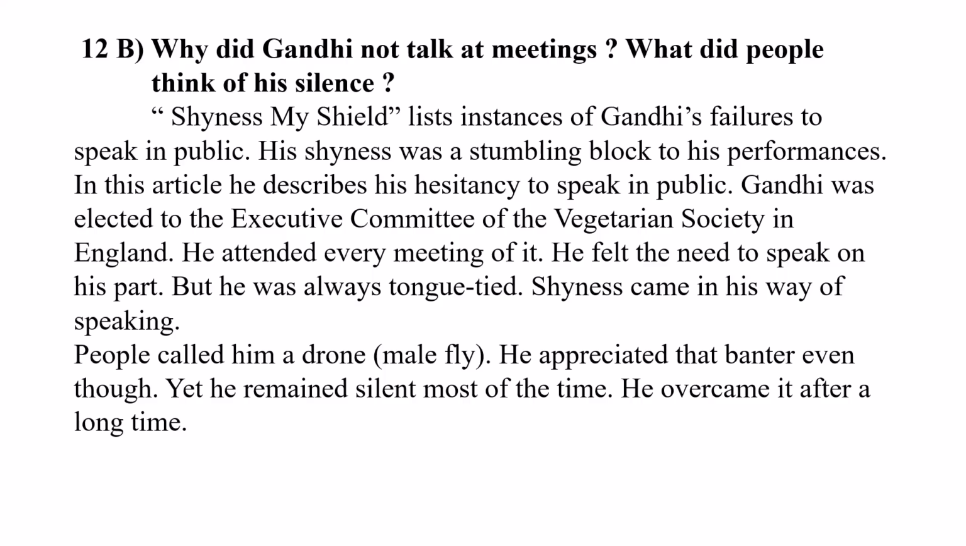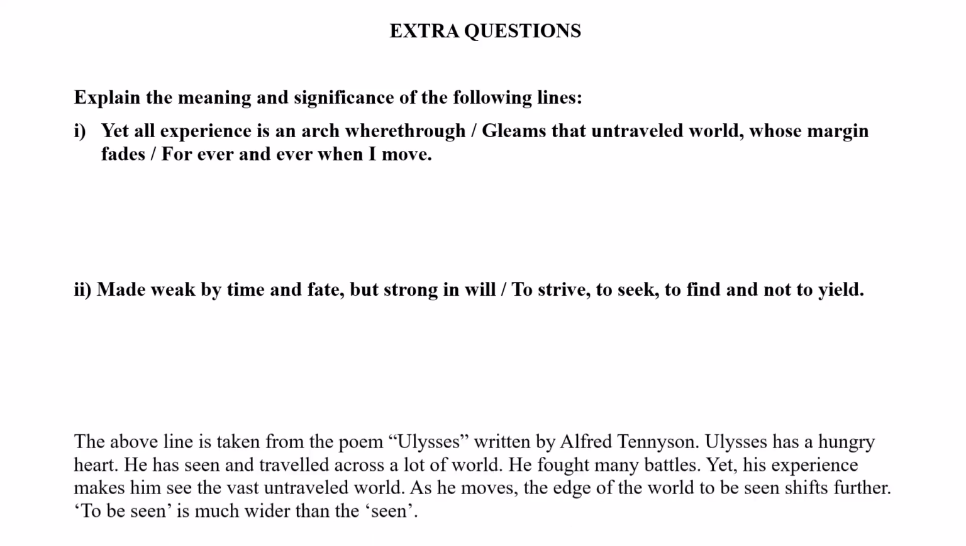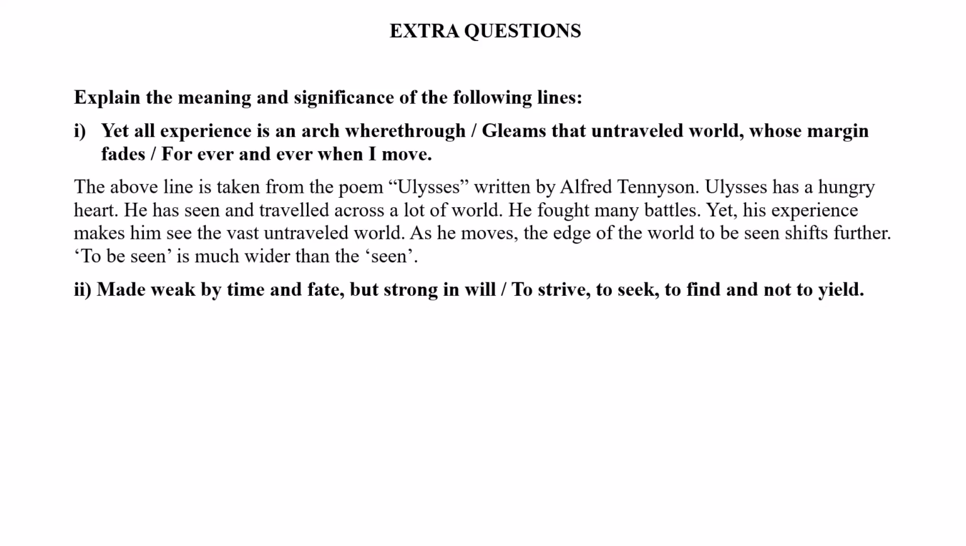I have given two extra questions so that they will be helpful for you. Just pay 2 more minutes of your attention, students. Explain the meaning and significance of the following lines. Yet all experience is an arch where through gleams that untraveled world whose margin fades forever and ever when I move. So the above line is taken from the poem Ulysses written by Alfred Tennyson.